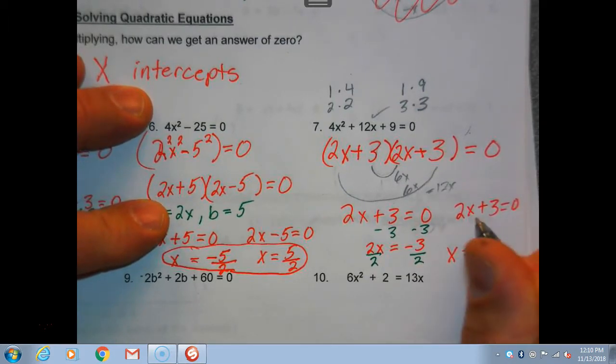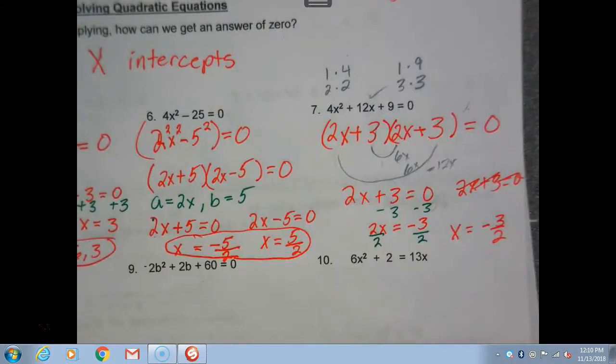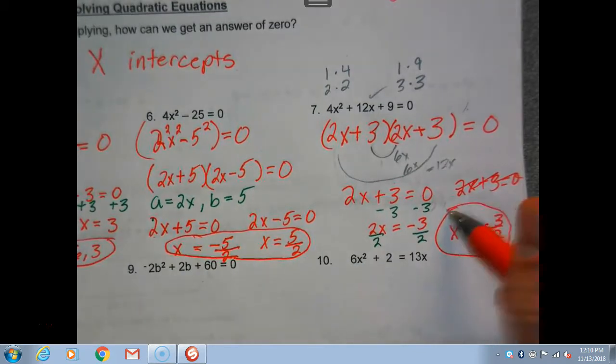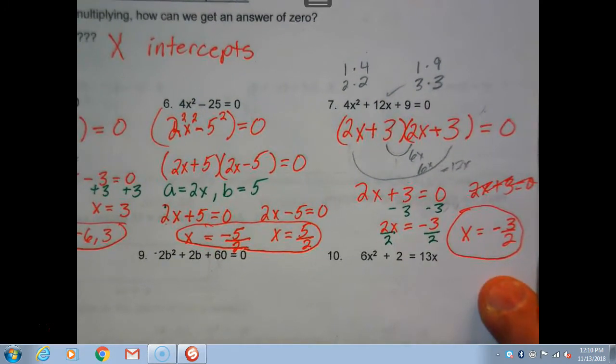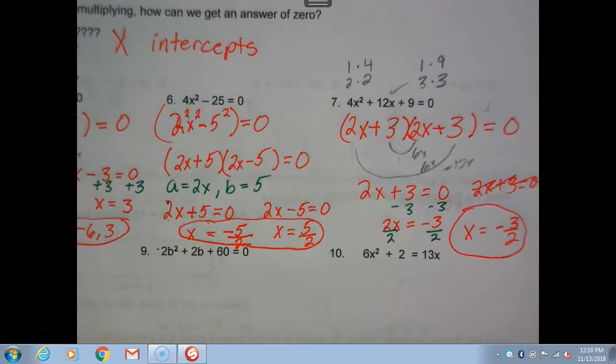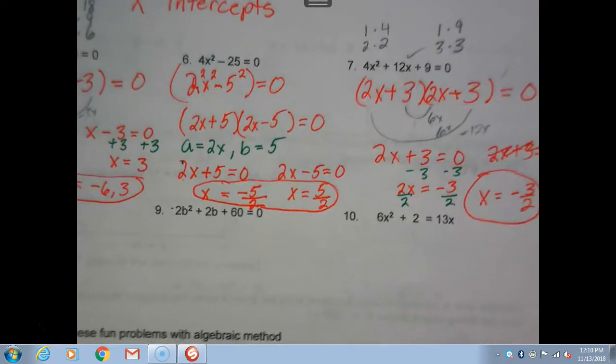Okay, what about this one? Same thing, right? So what does this mean? I have one x-intercept. What does it mean? Means my vertex is on the x-axis, right? Good. All right, number 8.